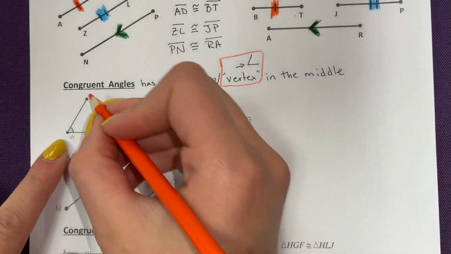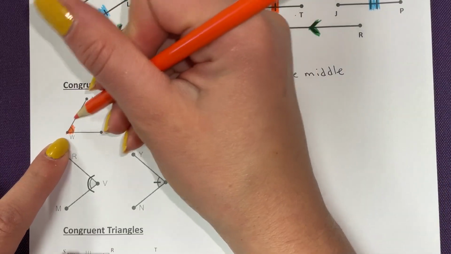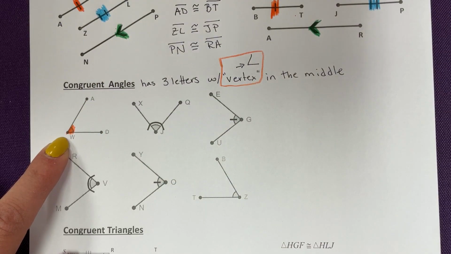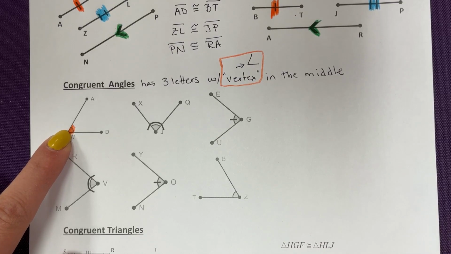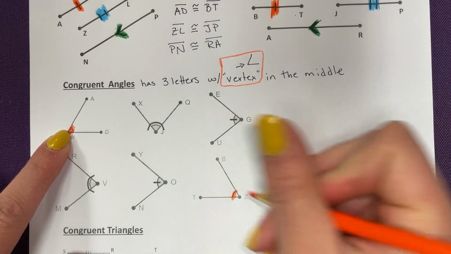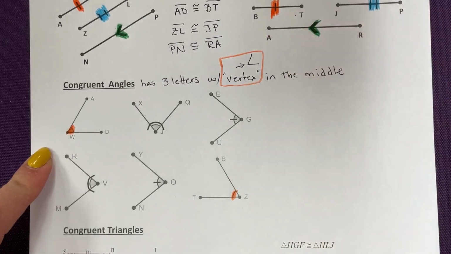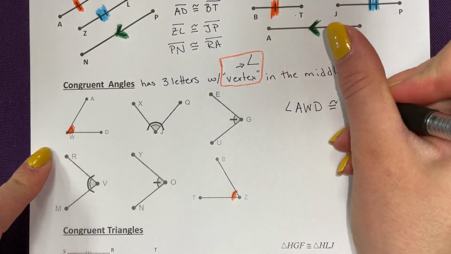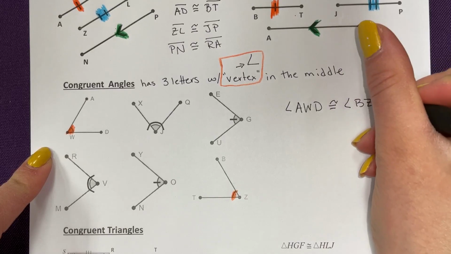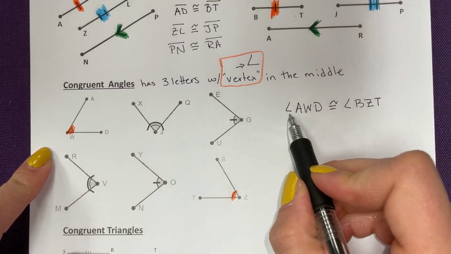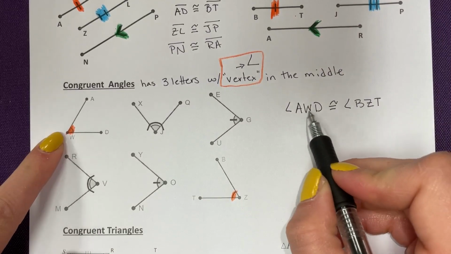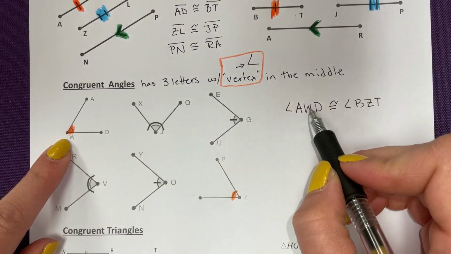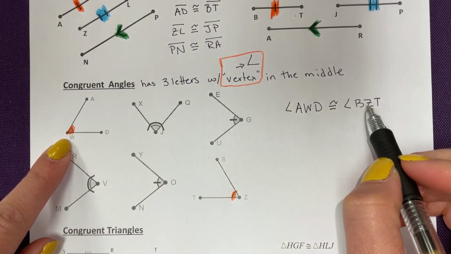So let's look at this. I'll start with AWD. AWD has this little curved tick mark for the angle. The other angle that has the same curved tick mark is going to be BZT. So I can say angle AWD is congruent to angle BZT. Make sure you have the angle. Make sure you write congruent. Make sure that vertex, that middle letter, or where the corner is of your angle, is going to be in the middle, okay? Has to have it that way.